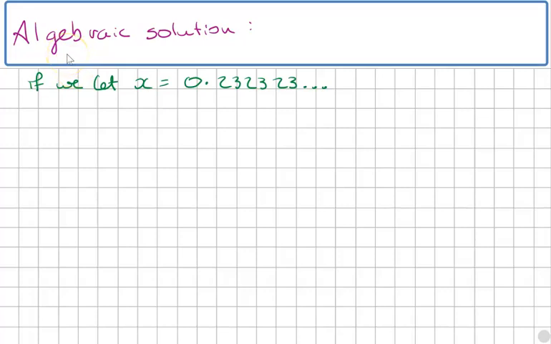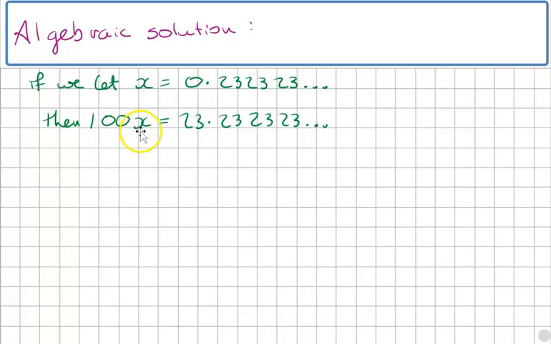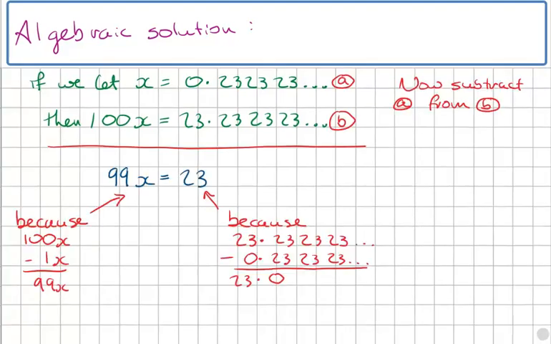So if we want to solve the same question algebraically, if we let x equal 0.232323 ..., then 100x is going to be 23.232323 ... So we're multiplying by 100 because there are 2 decimal places repeating themselves. So if there were 3 decimal places repeating themselves, we'd multiply by 1,000. So it depends on how many decimal places are repeating themselves to decide what number you multiply by. So if we let the top line be a and the bottom line be b, now we're going to subtract a from b. So 100x minus 1x is 99x.